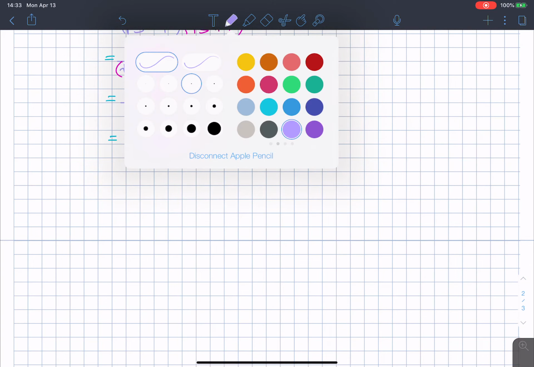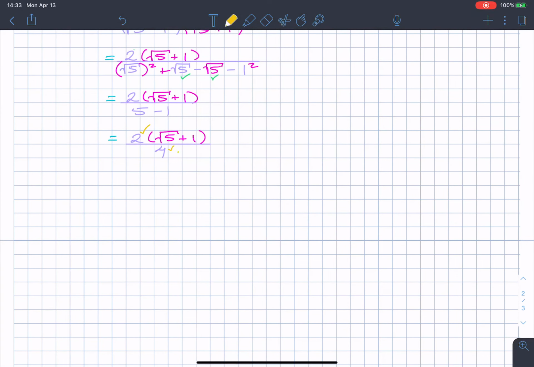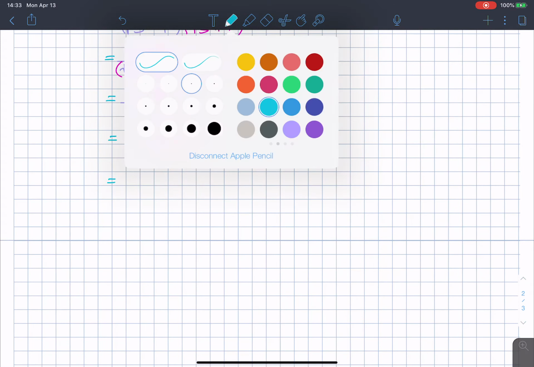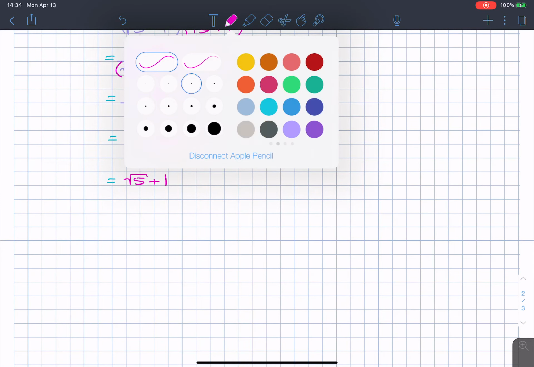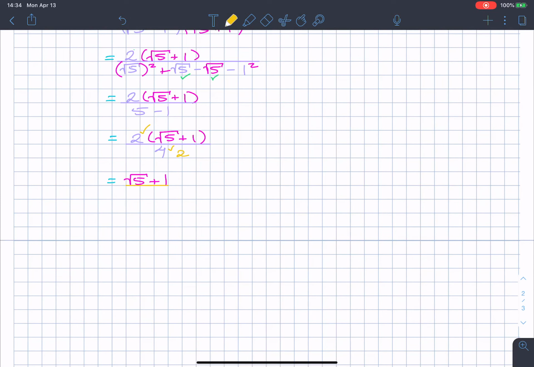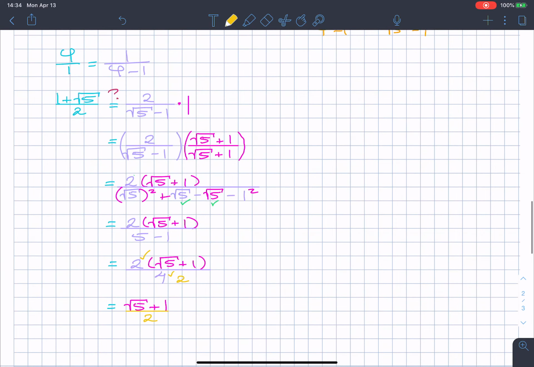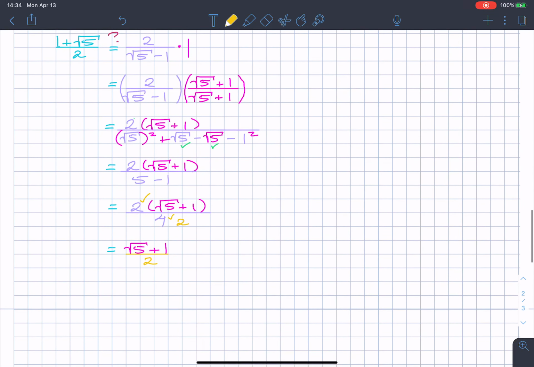And of course, 2 goes into 4 twice. So look at that. Look what we get. In the end, we get the square root of 5. Actually, let me keep the colors the same. We get the square root of 5 plus 1 all over 2, which is exactly the same as the left-hand side, right? 1 plus the square root of 5 all over 2, tomato, tomato. Okay, so we have proven that theorem.